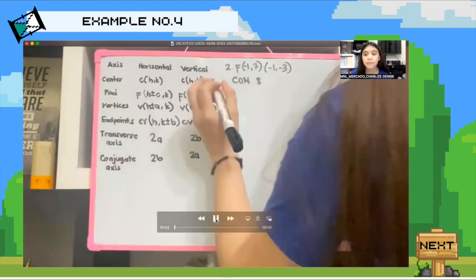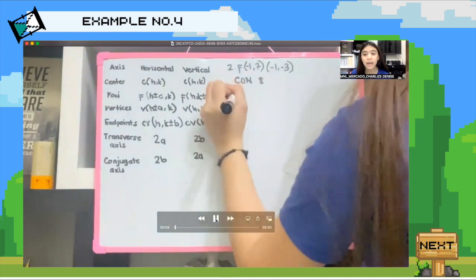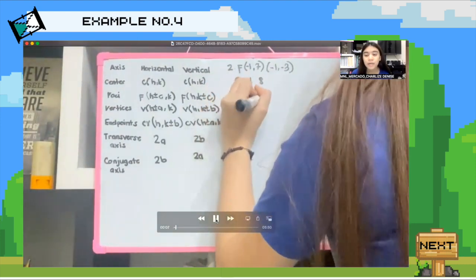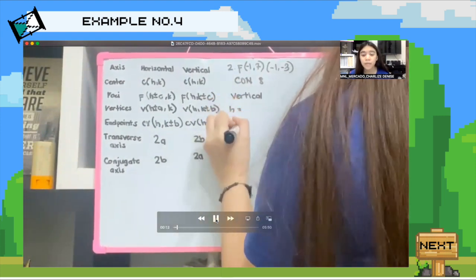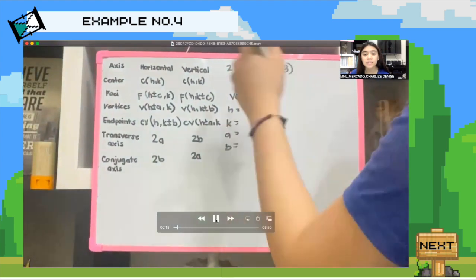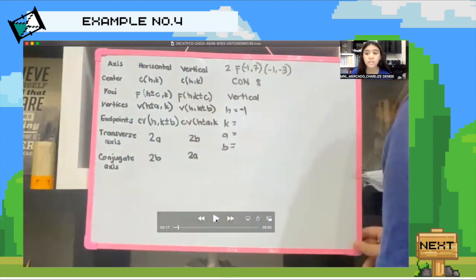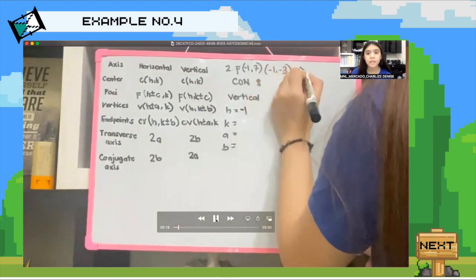So the first step that we need to do is to find the axis of it. In this example, the axis is vertical, since we have the same value of h, which is -1. Next is to identify the value of h, k, a, and p. As I have mentioned earlier, the value of h is -1. And in order for us to find the value of k, in this table, we know that the foci is (h, k ± c).